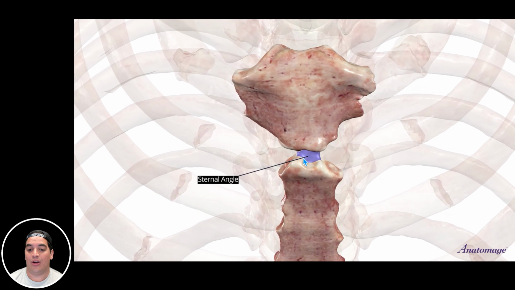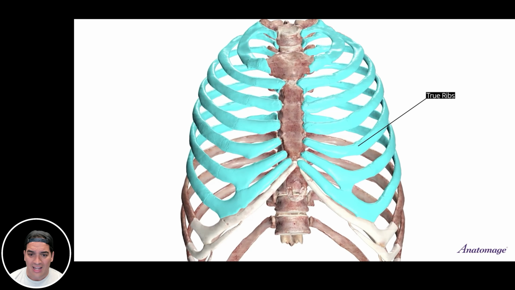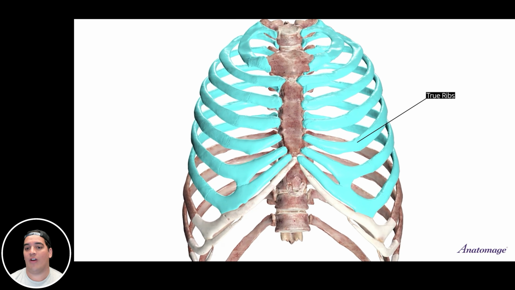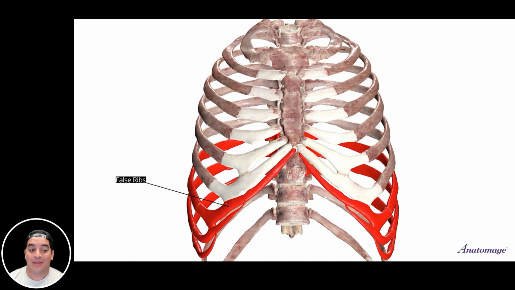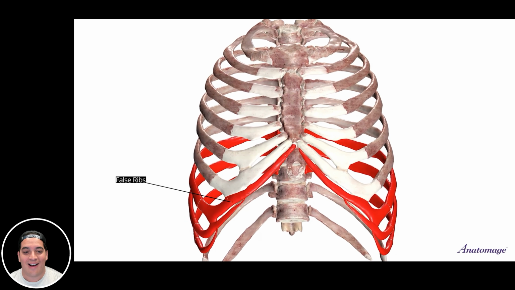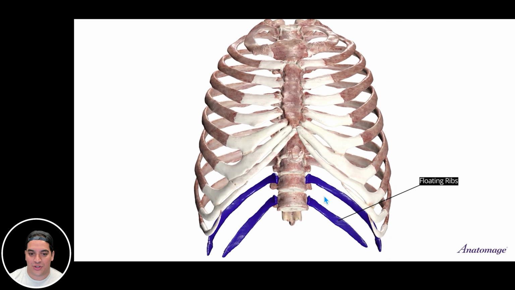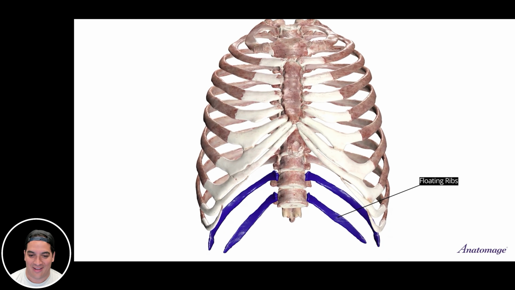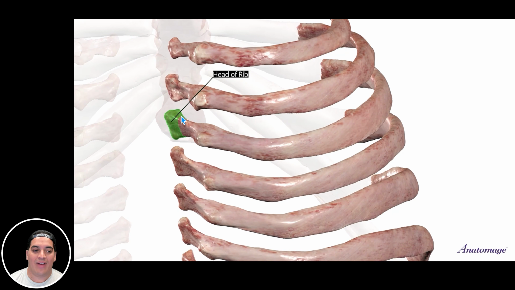Then we have the sternal angle. This is at the level of T4. We use this as a way of counting ribs, believe it or not. Now, speaking of ribs, we have a total of 12 pairs of ribs. We have true ribs, known as vertebrosternal, ribs 1 to 7. Then we have false ribs. This is going to be the vertebrochondral ribs, ribs 8 to 10. And then finally, we have these goobers hanging down here just floating around, and that is going to be ribs 11 to 12.